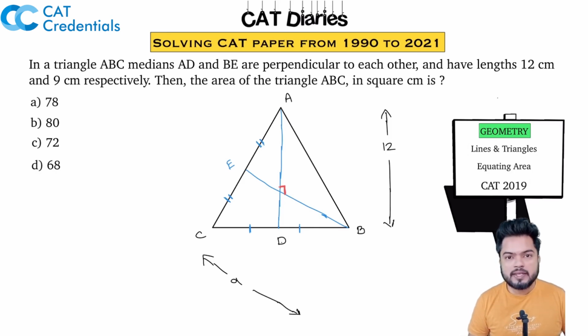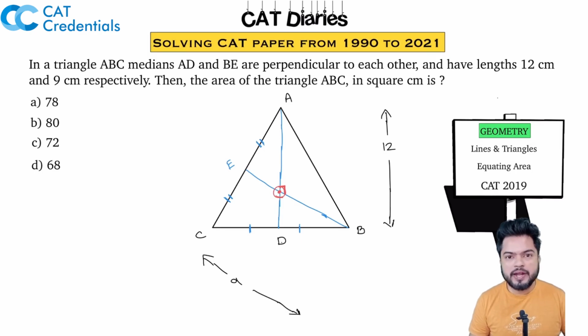But I know that the medians intersect at a point called the centroid, and the centroid divides the median in the ratio of 2 is to 1. That is something that should be known to me before I think about this problem. So this point has to be the centroid, yes. Why is this the centroid? Because medians are intersecting at this point.